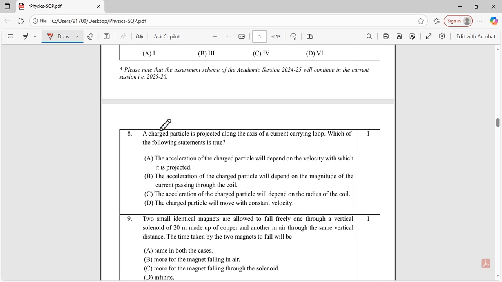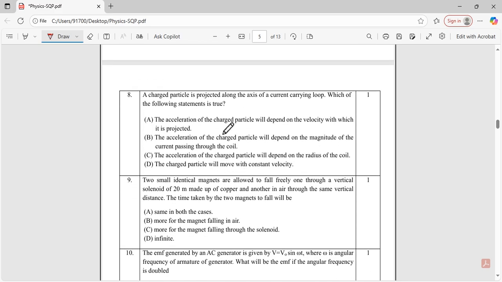Now question number 8, a charged particle is projected along the axis of the current carrying coil. Which of the following statements is true? Okay, the charged particle moves with a constant velocity. So the charged particle is projected along the axis, so there is a constant velocity. The acceleration of the charged particle will depend on the velocity.